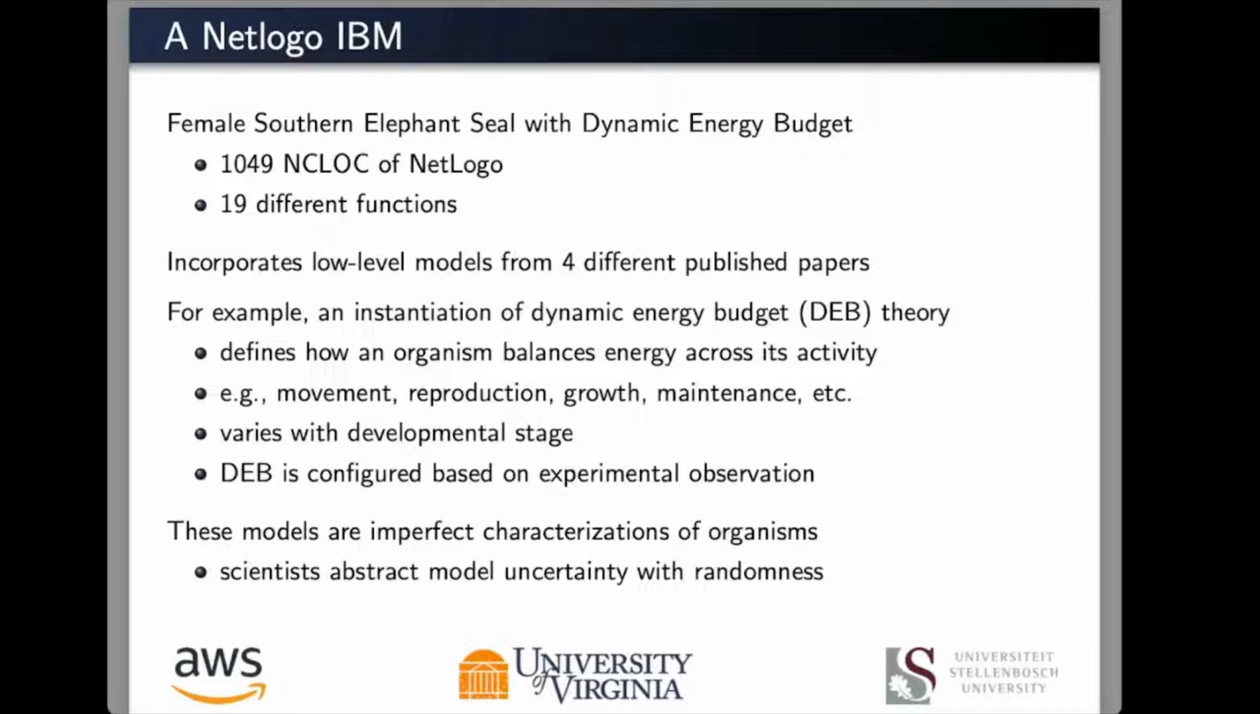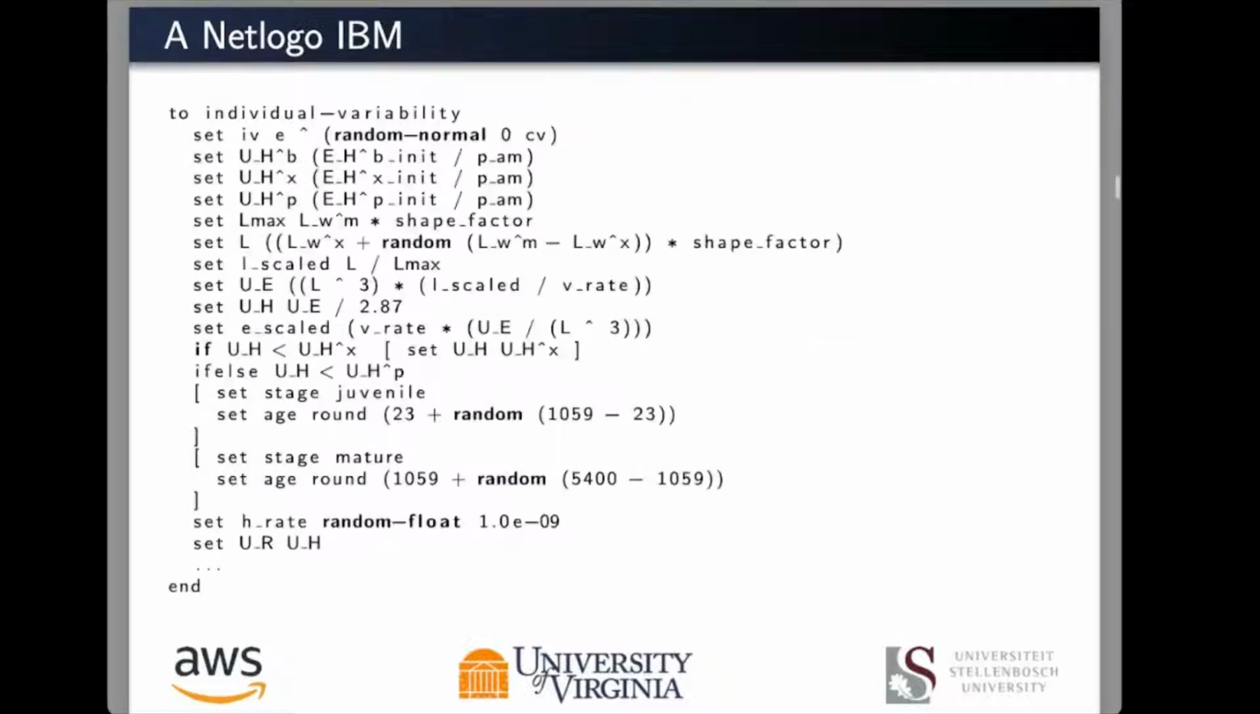And of course, these scientists, like all scientists, understand that their mathematical models are imperfect characterizations of the organisms that they're studying. But one of the things that I observed that was interesting was that the way that they abstracted uncertainty in these models was by using randomness. And you can see that here in a little excerpt of this model.